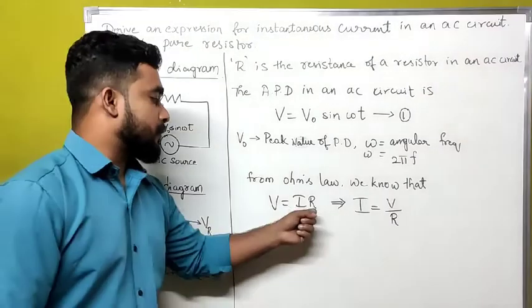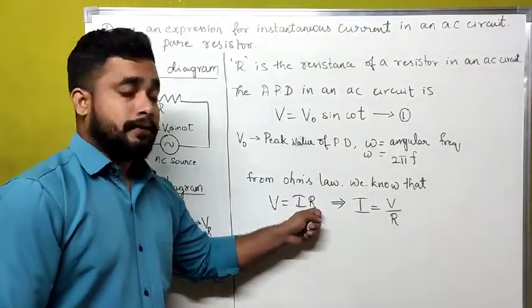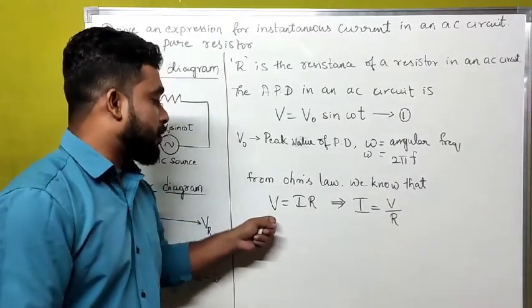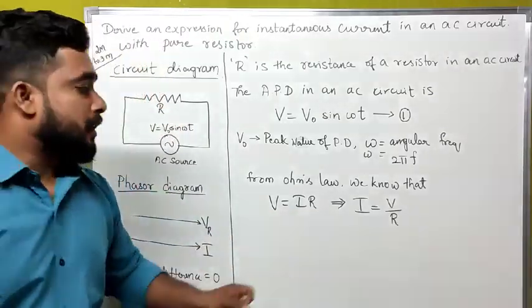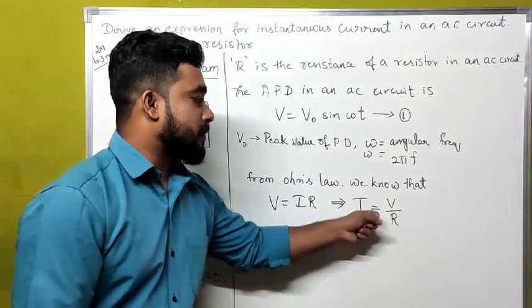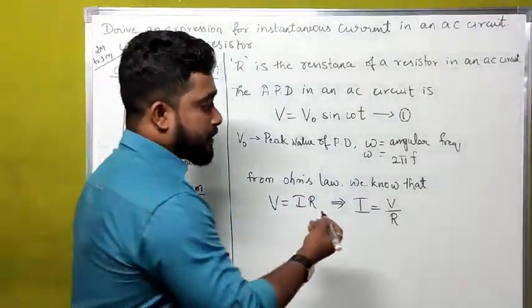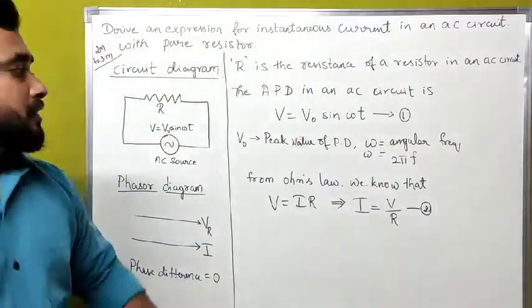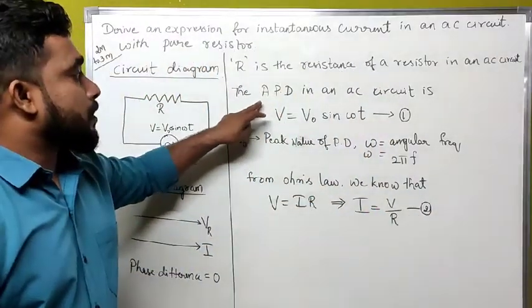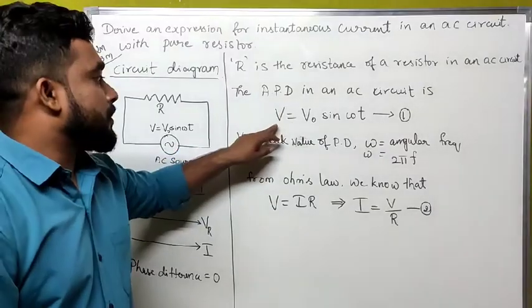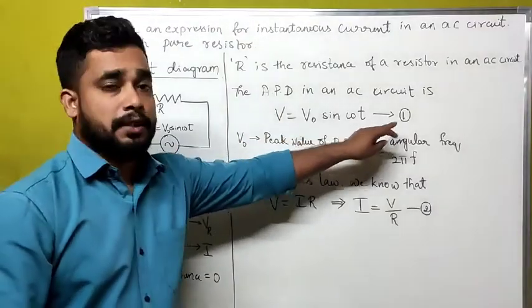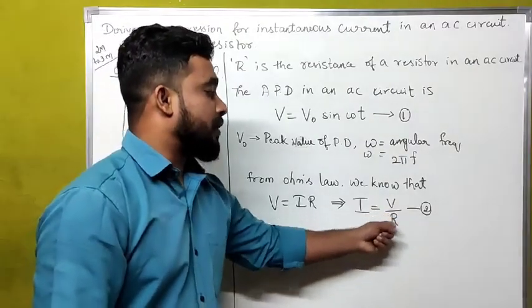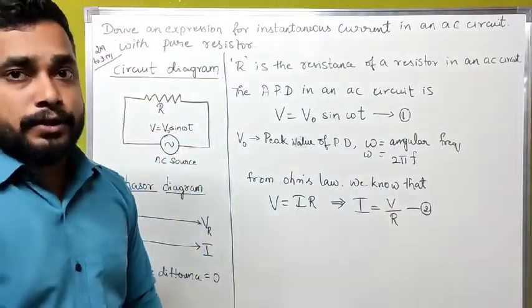If we send this R from one side of the equation to the other side, it comes to the denominator. Then I is equal to V divided by R. Let us assume this as equation 2. I have considered the expression for alternating potential difference, V is equal to V naught sin omega t, as equation 1, and Ohm's law equation for current, I is equal to V divided by R, as equation 2.